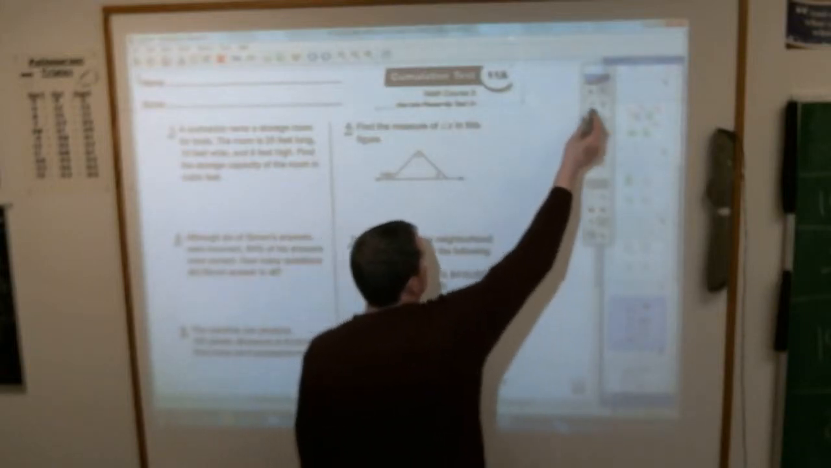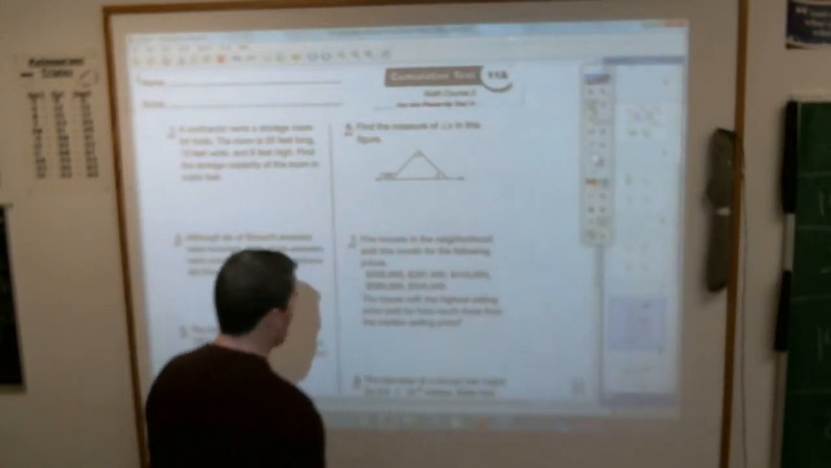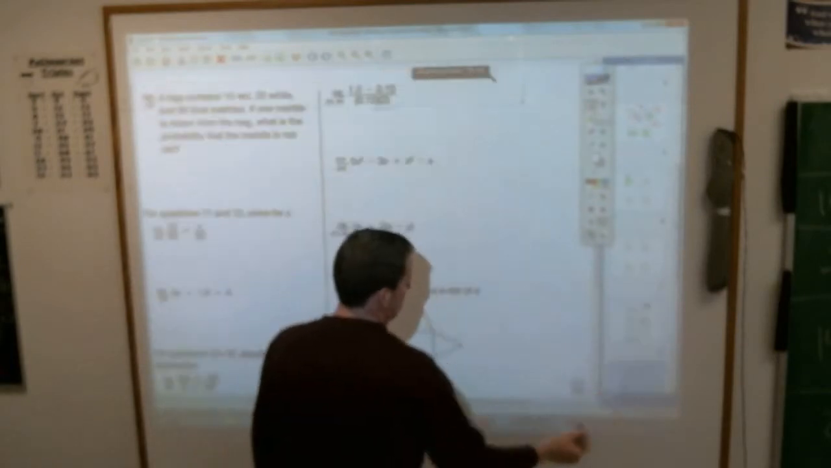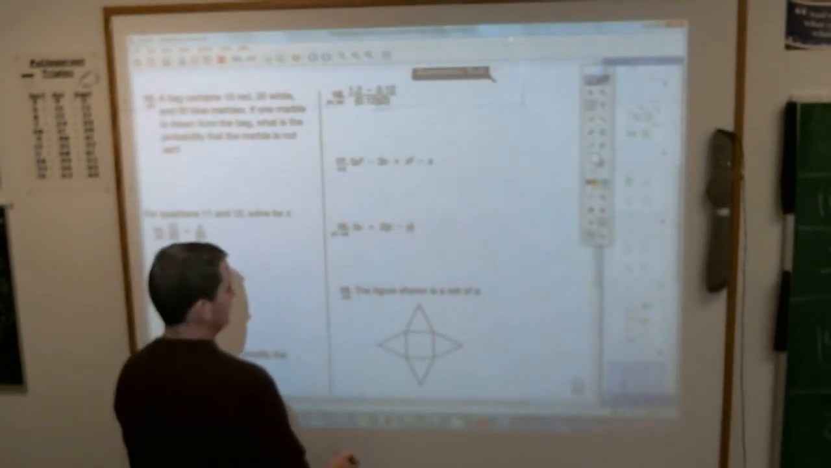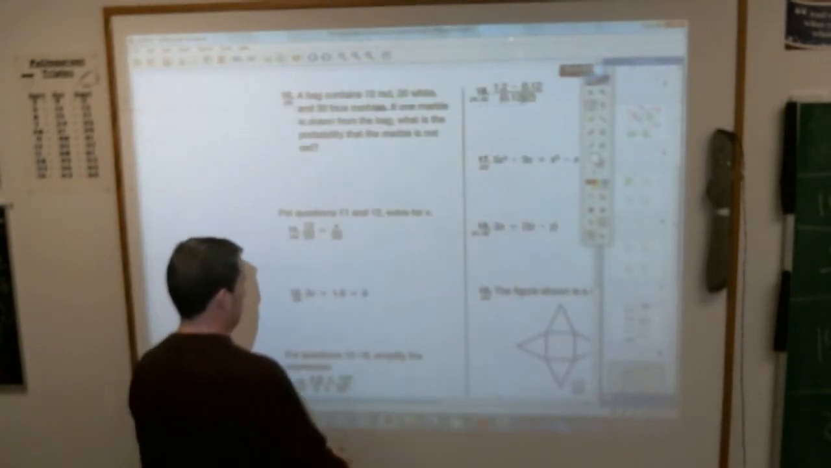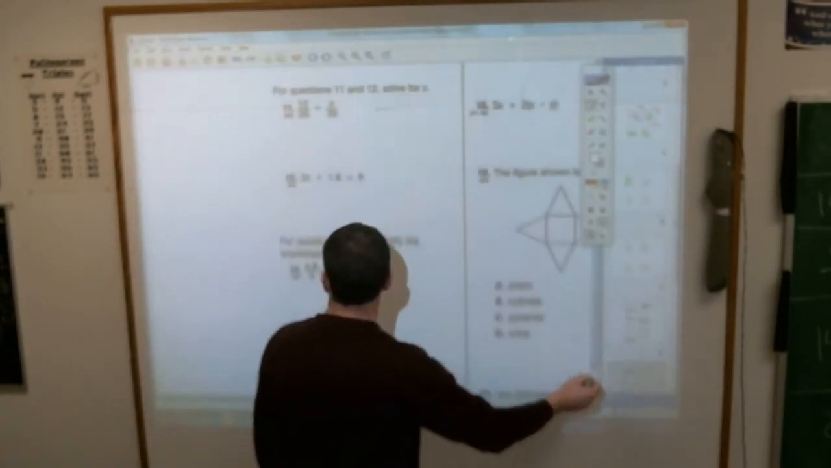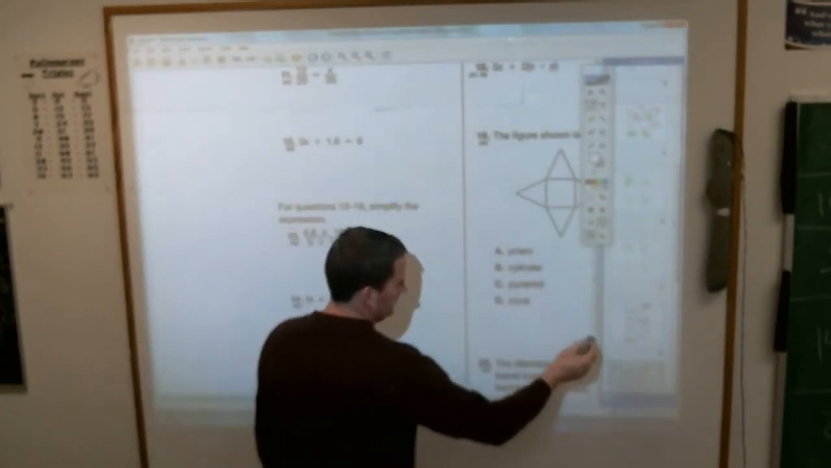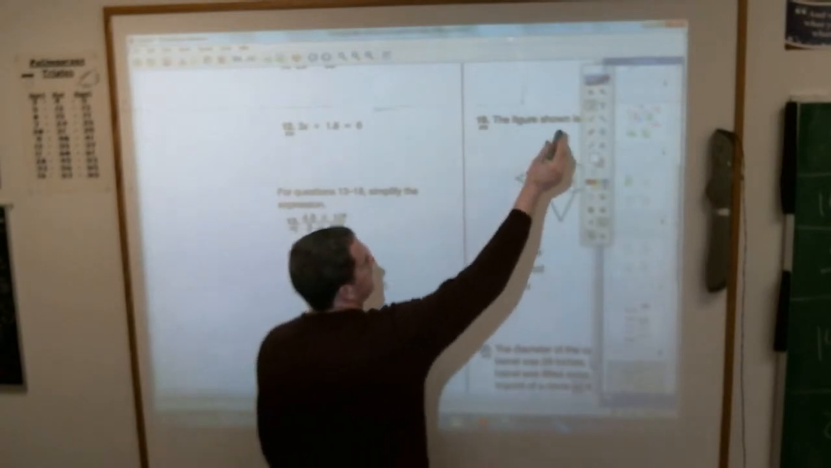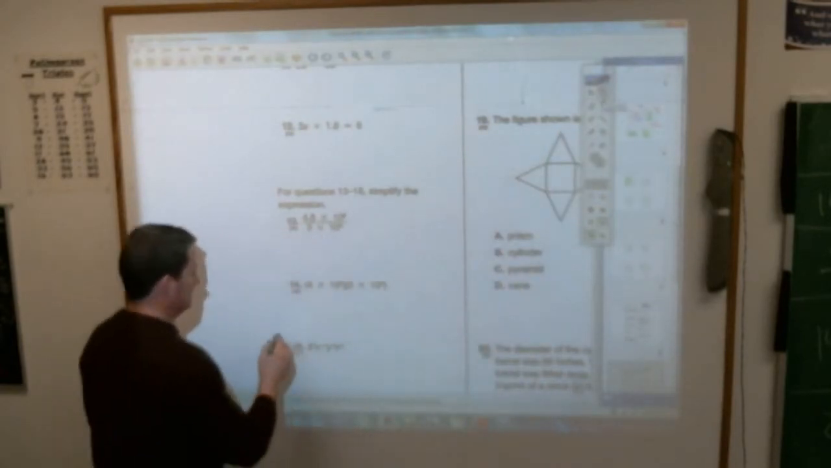Logan, yours was which one? 15. Number 15. To be the bottom of this one here. Done. Let me get a little bigger. 15 children.